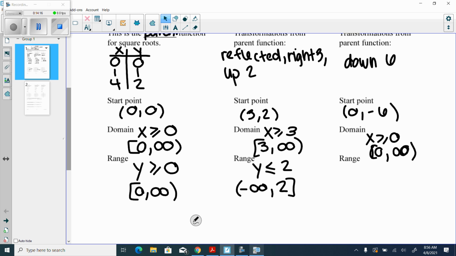Okay, my range has changed some because it got moved down, right? So the start point is at negative 6, and then it goes up forever. So y is greater than or equal to negative 6. And then we have from negative 6 off to infinity.